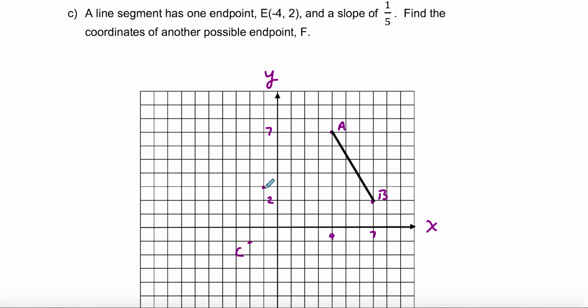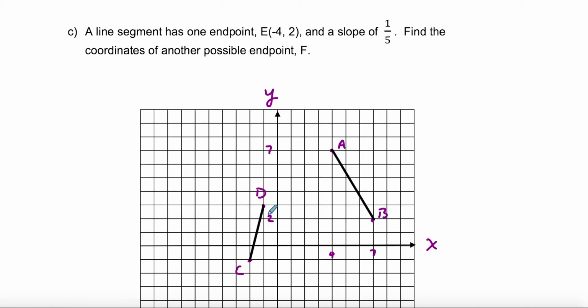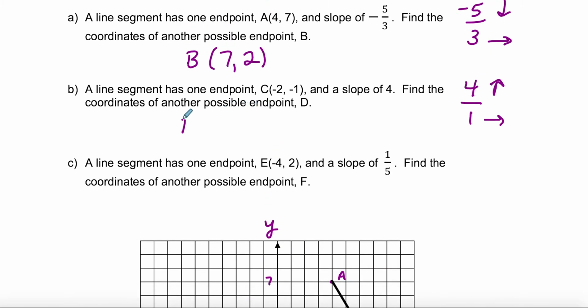So it'd end up here at -1. So we go 1 to the left and then up 1, 2, 3. So -1, 3 would be a possible endpoint for D. And then here the slope is 1 over 5. So 1 over 5 means up 1 and right 5.